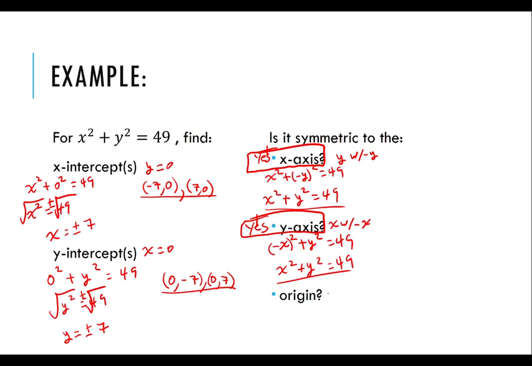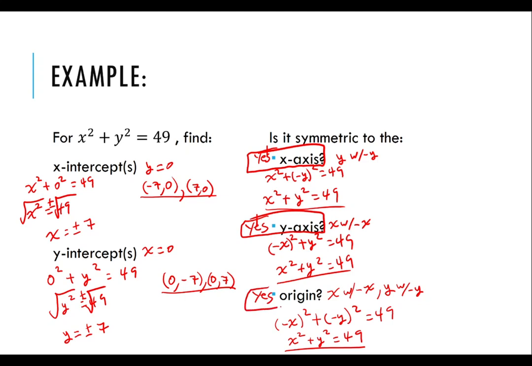So yes, this thing is y-axis symmetric. Then origin symmetric, that is x with negative x and y with negative y. That is, we get negative x quantity squared plus negative y quantity squared is equal to 49. But when this simplifies, negative x quantity squared is really x squared, and then negative y quantity squared is really y squared, and we get is equal to 49. And so yes, it checks out. So yes, this thing is origin symmetric.